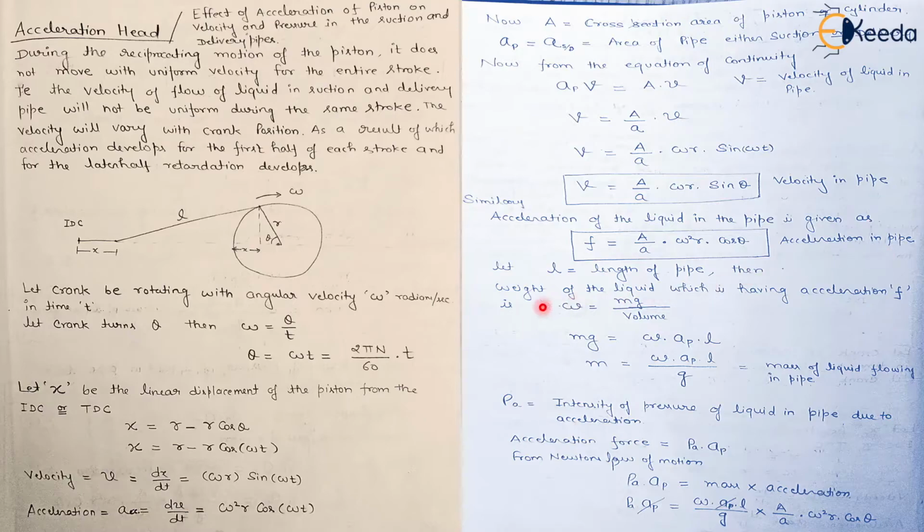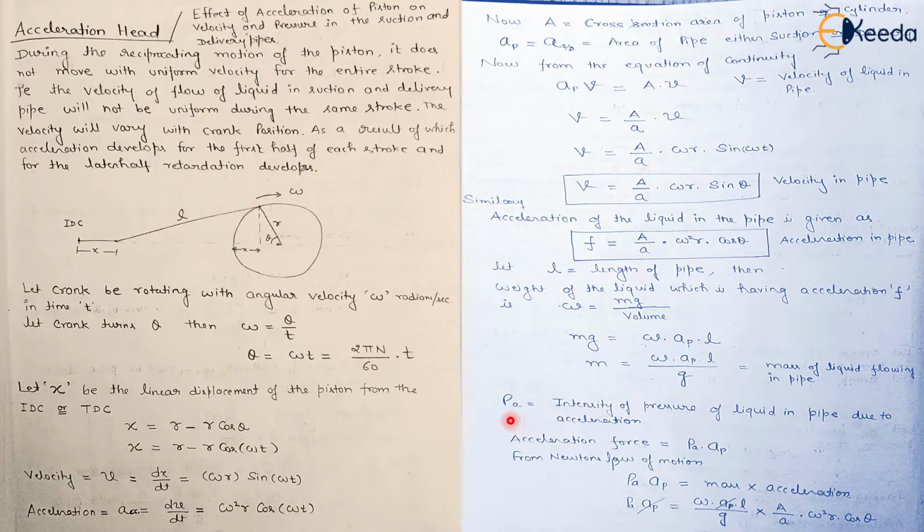Okay, now let's see, L is equal to the length of the pipe, and the weight of the liquid is having acceleration. So what will be the specific weight? Specific weight is equal to weight upon volume. So from this equation we calculate the m. m is equal to W into a p into L by g. This is the mass of liquid flowing in the pipe.